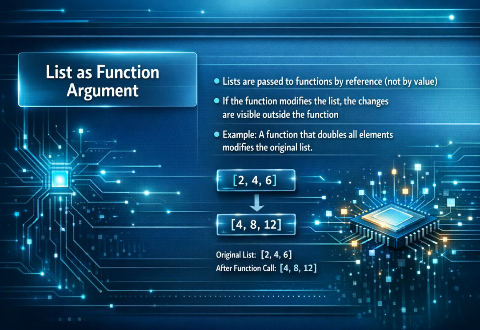When you pass a list to a function, the function receives a reference to the original list, not a copy. This means any changes the function makes to the list are reflected outside the function as well. This is called passing by reference and is different from how integers are passed.